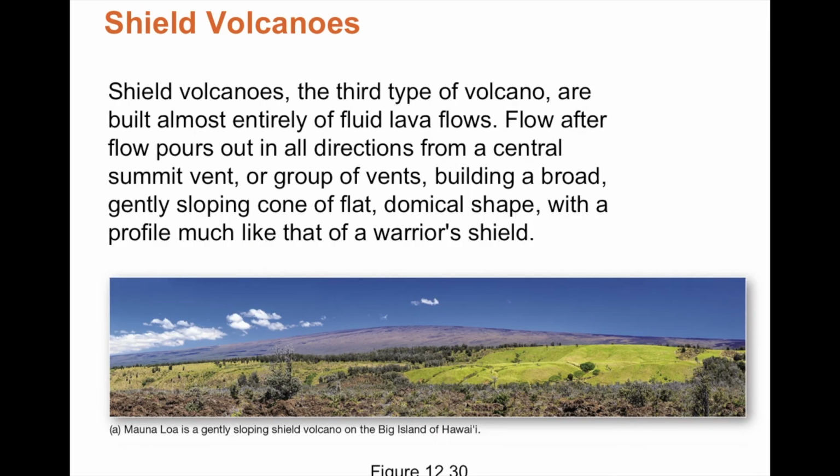Shield volcanoes are the third type of volcano and are almost entirely built of fluid lava flows. Flow after flow pours out in all directions from a central summit vent or group of vents, building a broad, gently sloping cone of flat, domical shape with a profile much like that of a warrior's shield. Here's Mauna Loa in Hawaii, and you can see this is formed by the top of the volcano having lava flow after lava flow over time.